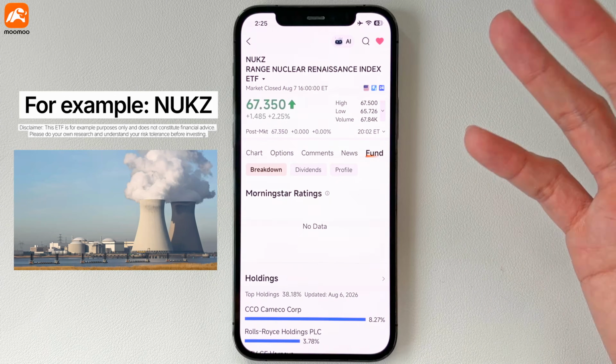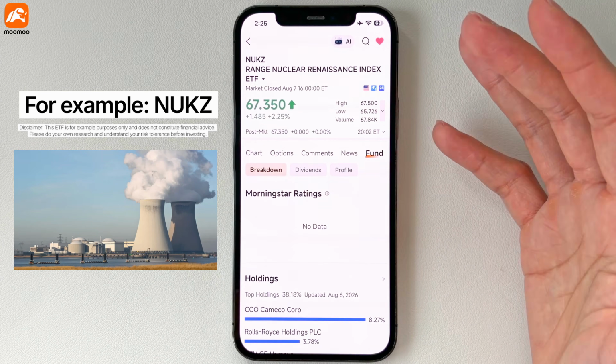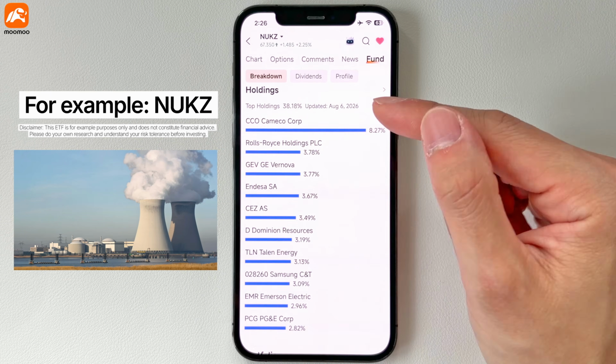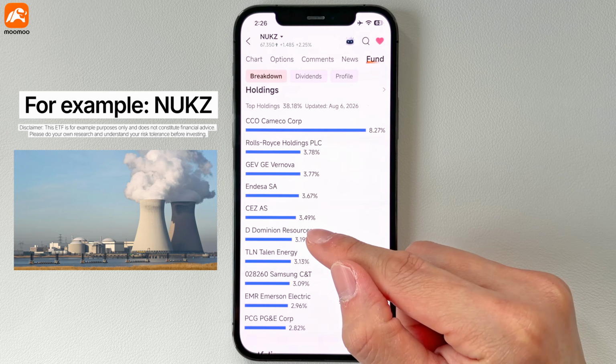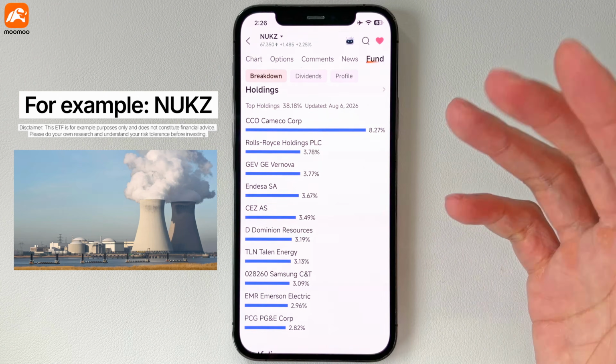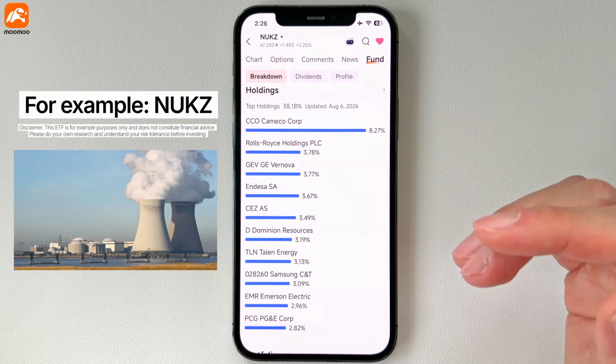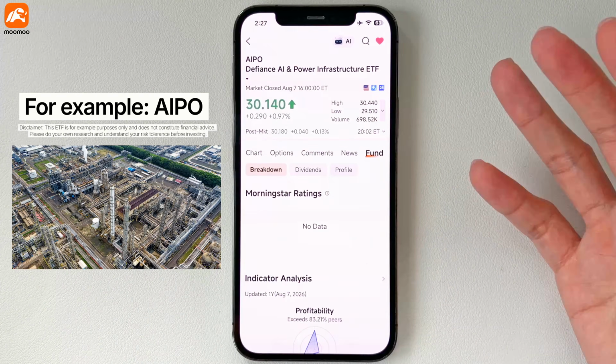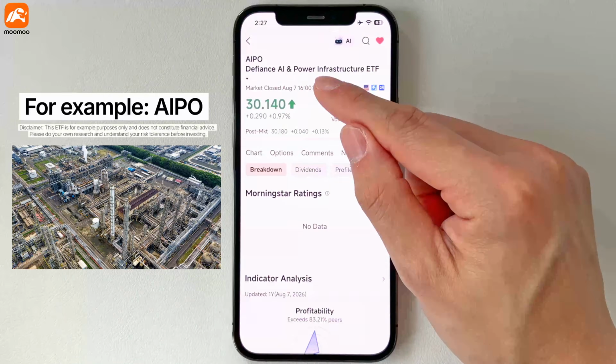If you are researching nuclear energy ETFs, a popular one people use is NUKZ. If you look at its top holdings, they are Cameco, GE Vernova, and Talen Energy. These are companies covering the whole nuclear supply chain, from mining the uranium to building the reactors to running the power plants themselves. For AI infrastructure ETFs, another popular one people use is AIPO.